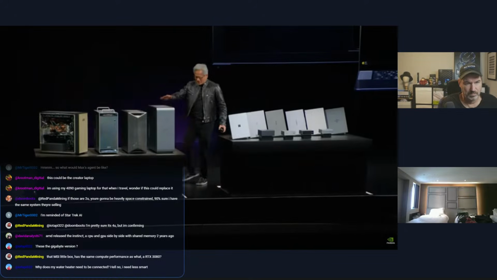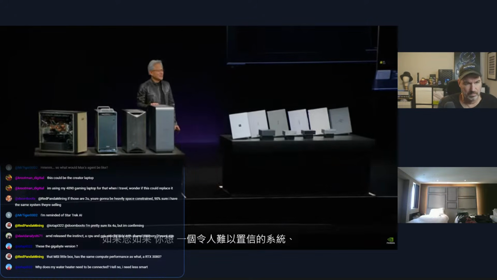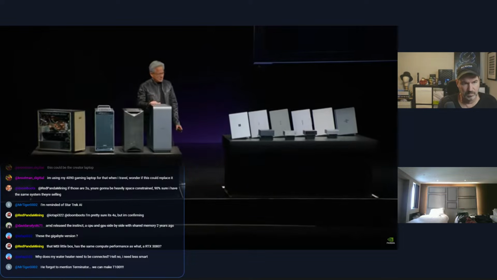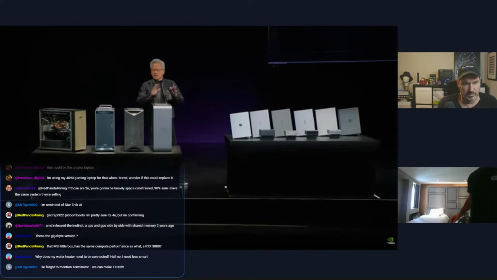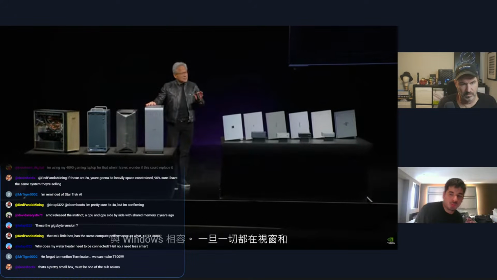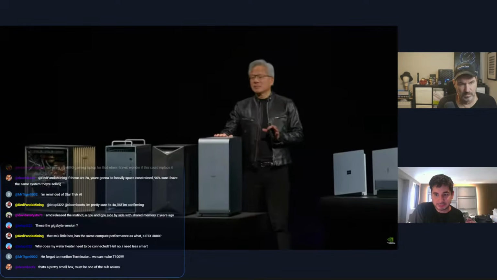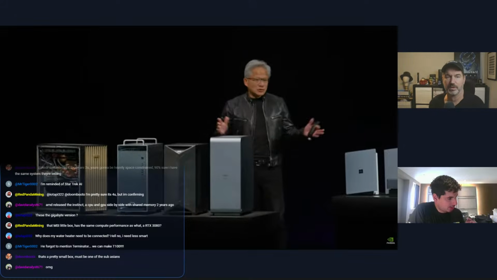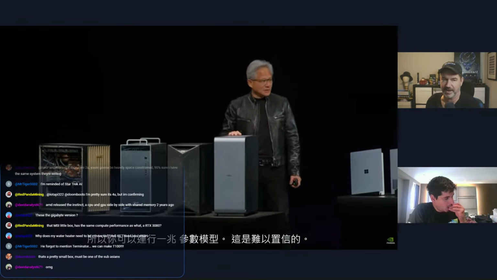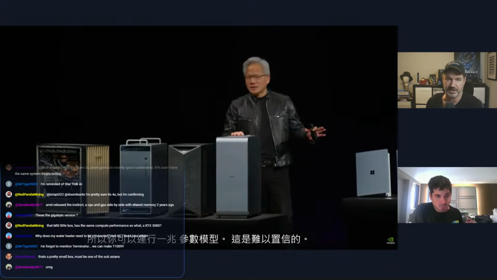And if you want an incredible system, this is a DGX Station for Windows, compatible with Windows, runs everything in Windows. The desktop will have 768 gigabytes of memory. And so you could run a trillion parameter model. This is unbelievable. It has like 20 petaflops, the processing of like 8 RTX 5070s.